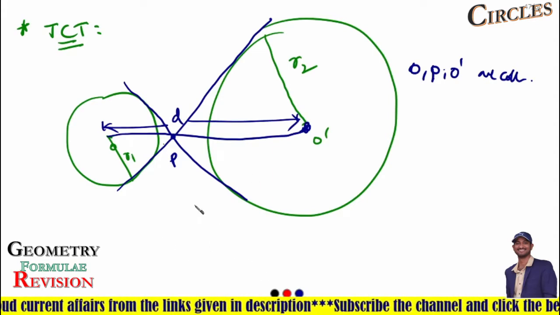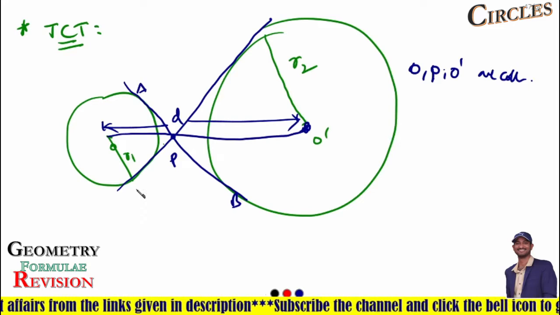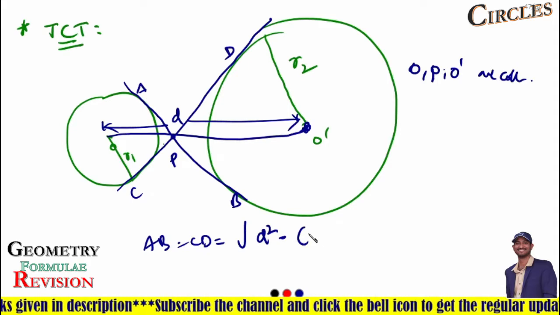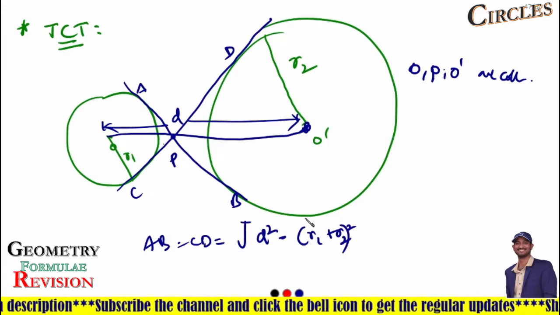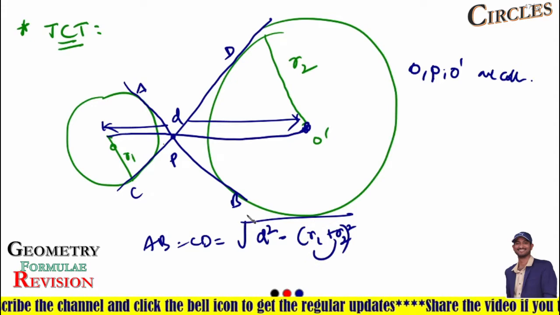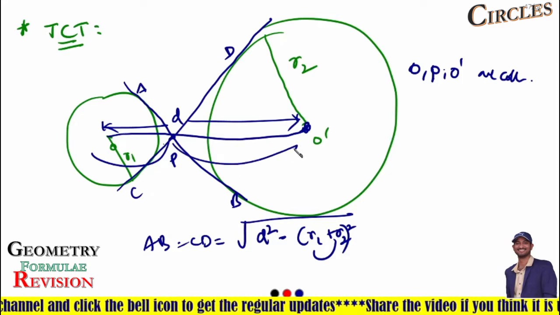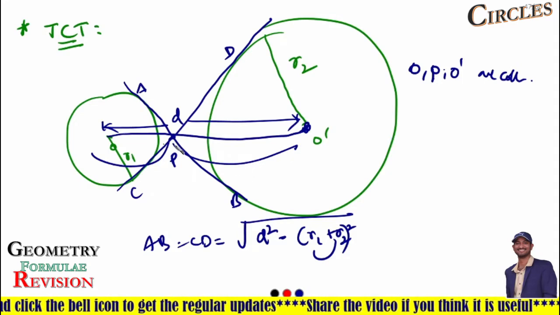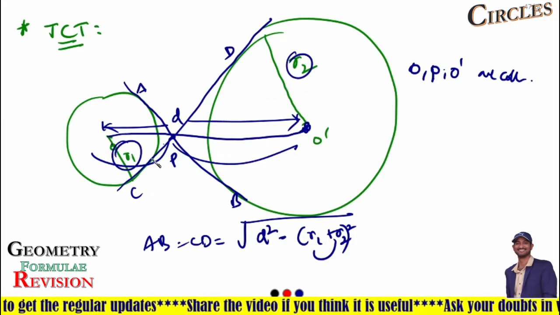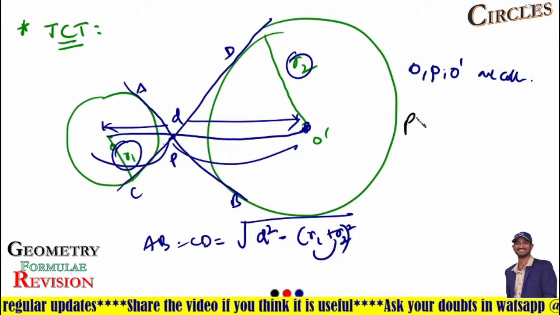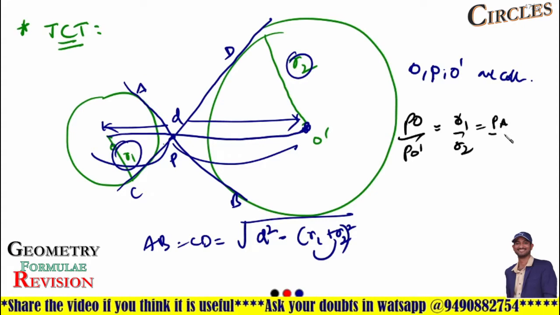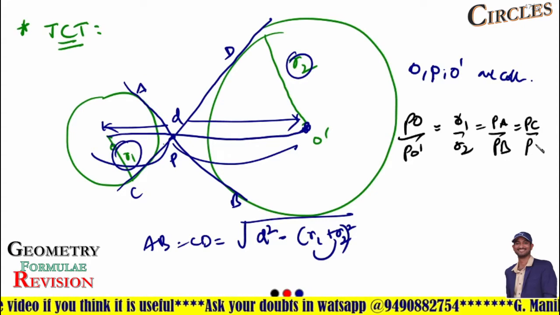The length of each transverse common tangent, for suppose AB and CD, both are equal, and both are equal to the square root of D square minus R1 plus R2 whole square. When we talk about the formulas of the transverse common tangent, you have to take the sum of the radii. Here the point of intersection of the transverse common tangents divides the line joining the centers in the ratio of R1 is to R2, but internally. So PO by PO dash is equal to R1 by R2, which is the same as PA by PB, or the same as PC by PD also.